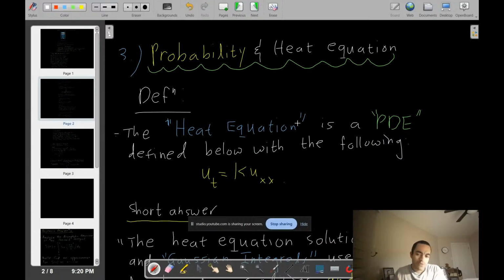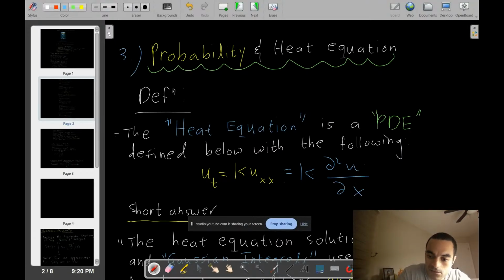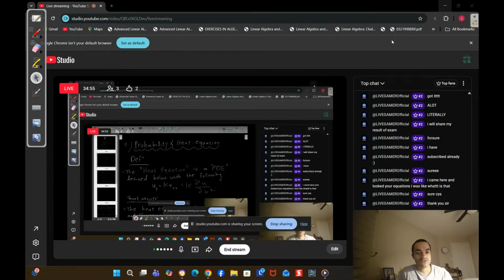It's defined below with the following equation. The heat equation PDE is defined as U sub t equals K times U double X. In other words, this can be written as the following, if you want to see the notation here: K times d squared u over dx squared, where du/dx is a partial derivative with respect to x. Okay, any questions on that?